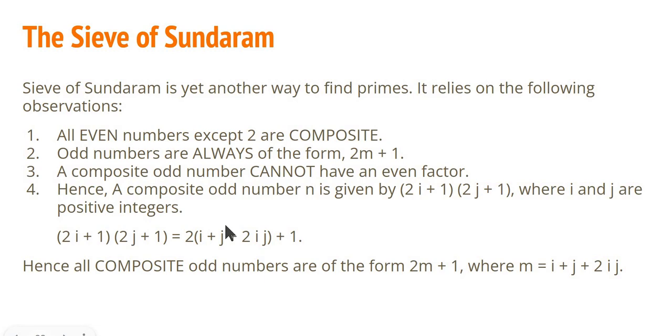We have seen the sieve of Eratosthenes, we have seen the sieve of Euler. The sieve of Sundaram is yet another way to find prime numbers. Very, very interesting. It relies on some very interesting, thoughtful observations.